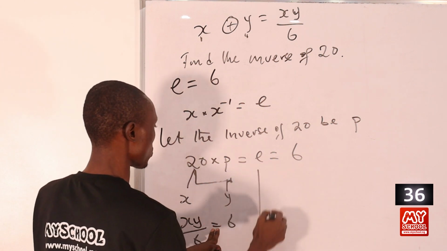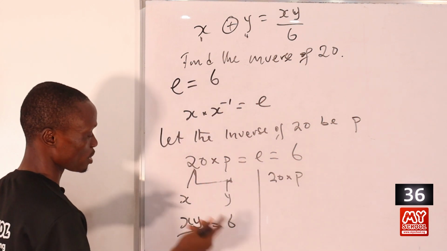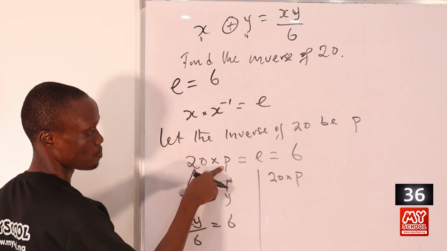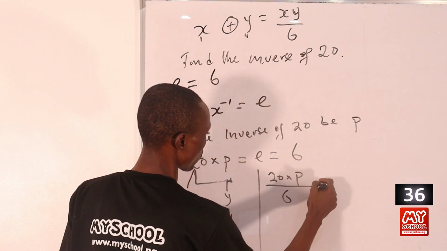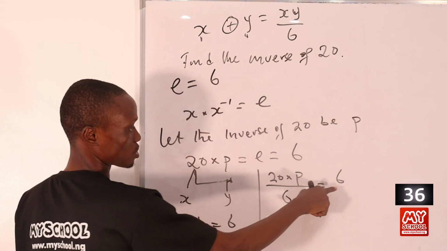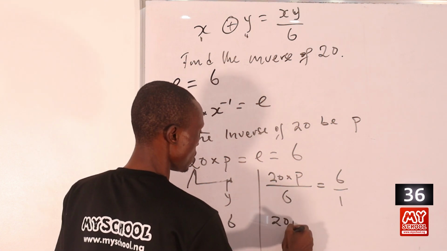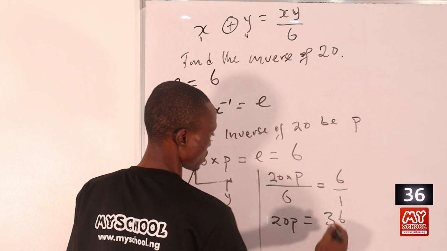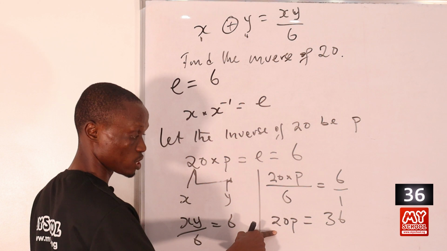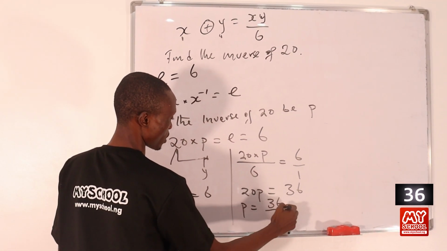If we do that, we'll have 20 times p, because anywhere I see x, I'm going to replace it with 20, and anywhere I see y, I'm going to replace it with p, all over 6 is equal to the identity element, which is given to us to be 6. In this case, we just cross multiply, so that we have 20p equal to 36. Now, since we are looking for p, we divide both sides by the coefficient of p, which is 20, so that p is equal to 36 divided by 20.